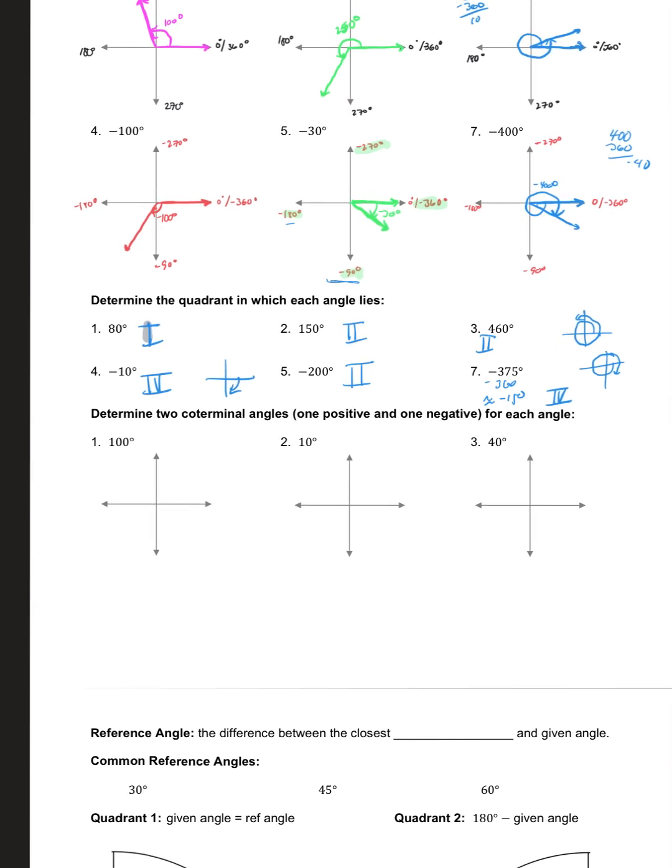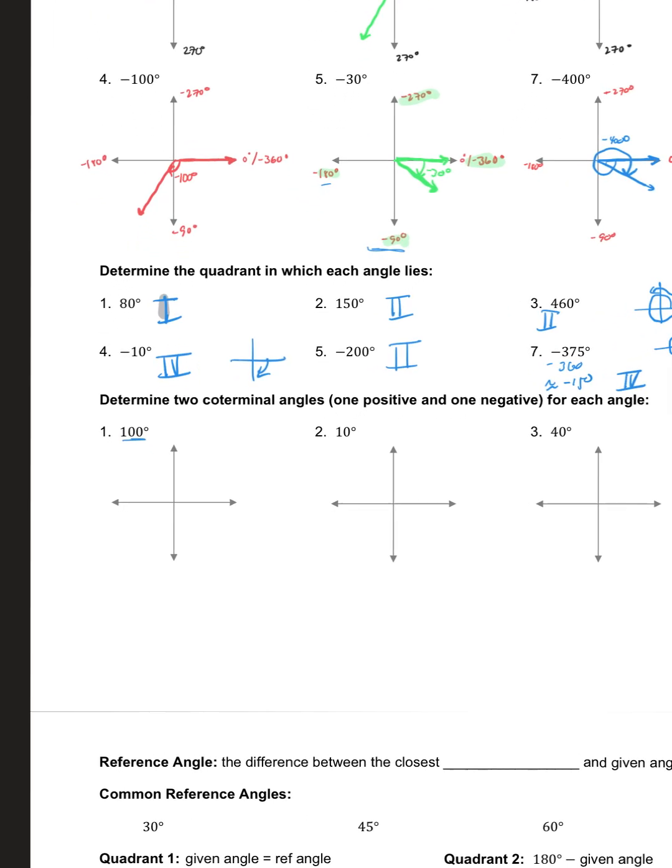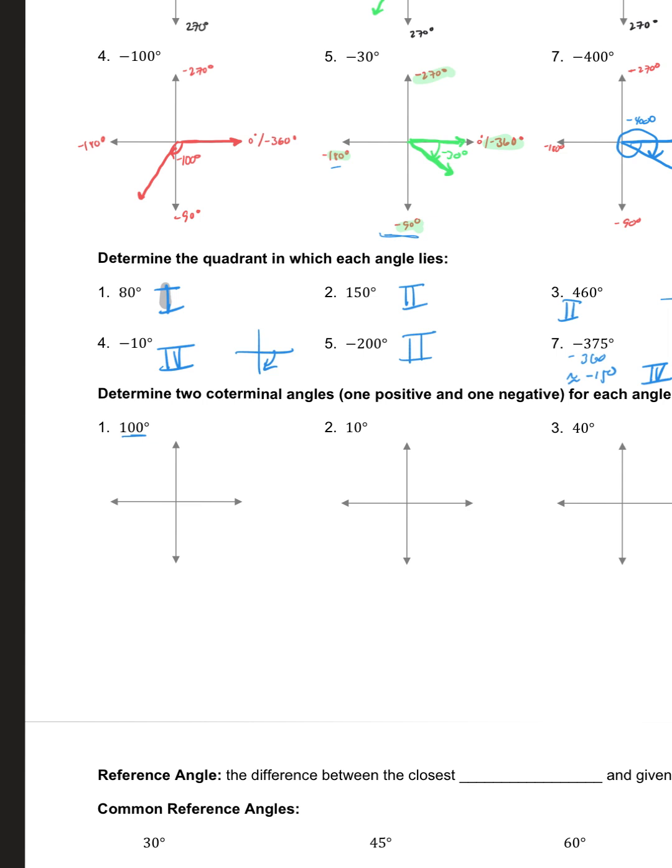So this is what we're doing. This angle right here is not one of the angles. We want two angles based on this one, going in the same direction like we did before. The best thing to do is to draw this. This is a positive angle.